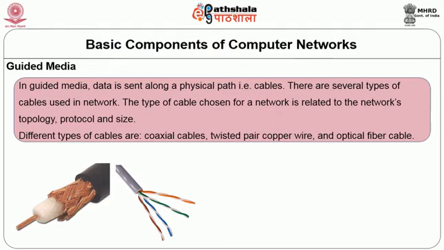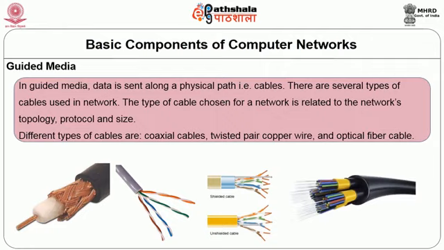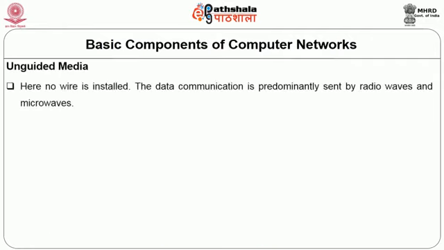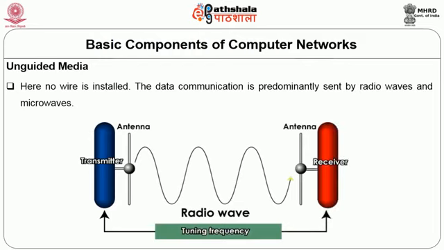Twisted pair cables come in two varieties, shielded and unshielded, and then optic fiber cable. For unguided media, data communication is predominantly sent by radio waves and microwaves.